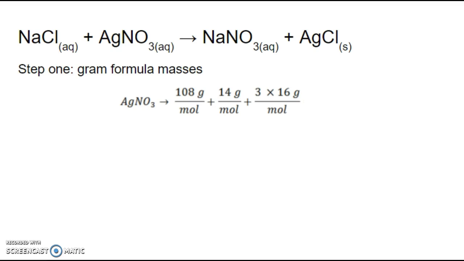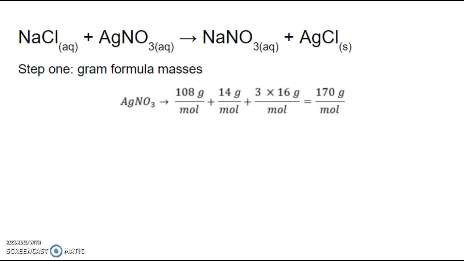If we take a look at all of our numbers that we're adding together, they all have the same unit of gram per mole, so that's excellent. We'll keep that unit in our final answer. I'll give you a moment to calculate. So using my calculator, I got a gram formula mass of 170 grams per mole for the silver nitrate.